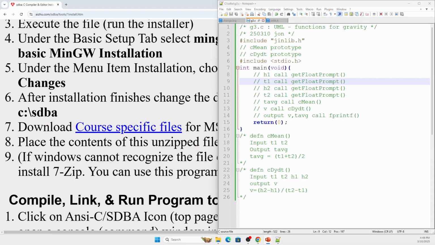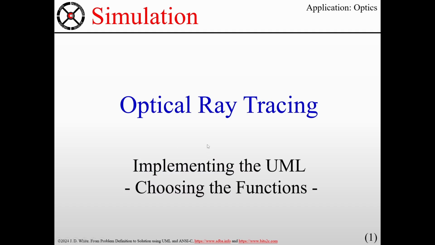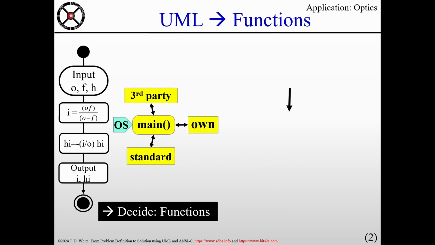Let's do the optics one next. Okay, O3. All right, optical ray tracing. We talked about getting a UML there too, right? We went through it, we got this UML. Input O, F, and H. We then calculate I, the image position, by multiplying O times F and dividing by O minus F.